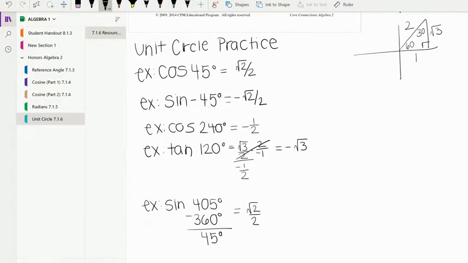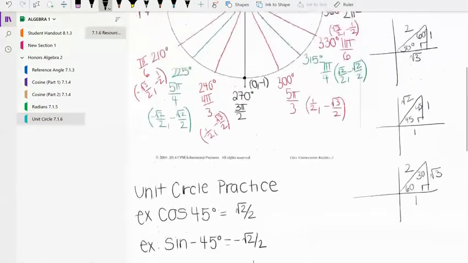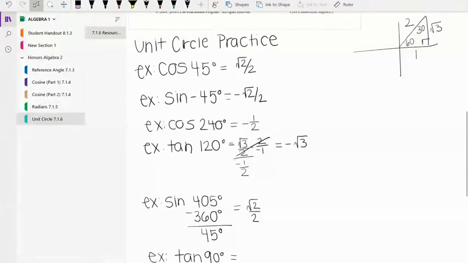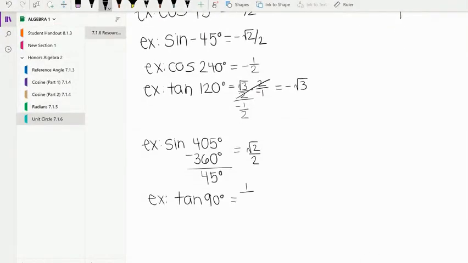All right, last one is tangent of 90 degrees. So tangent is y over x or sine over cosine. So when we look at the ordered pair, we get 1 over 0. So I think we all know what that means. You can't divide by 0. So tangent at 90 is undefined.